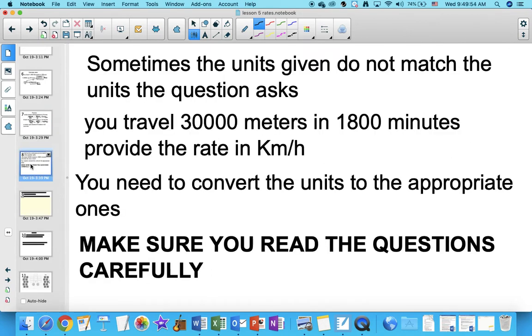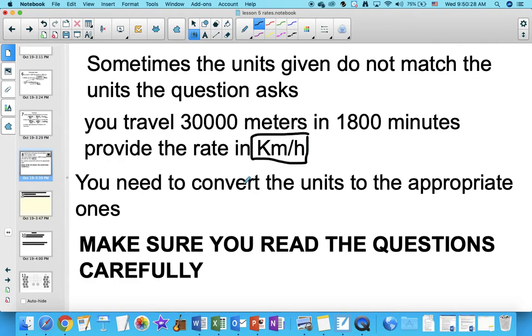So sometimes the units given do not match the units the question asks. Right? So a tricky part of this, the rates are easy to calculate. You just divide. But sometimes a question will ask you to give the rate or unit rate in different units. For example, you travel 30,000 meters in 1,800 minutes. Well, I want you to give me the rate in kilometers per hour.